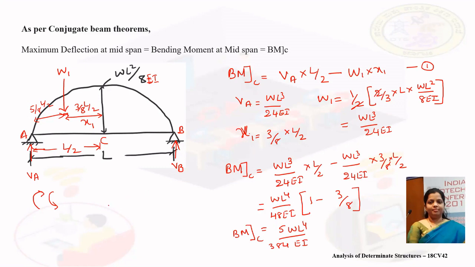As per the theorem of conjugate beam, maximum displacement or deflection will be equal to maximum bending moment, that is 5 WL raised to 4 divided by 384 EI.